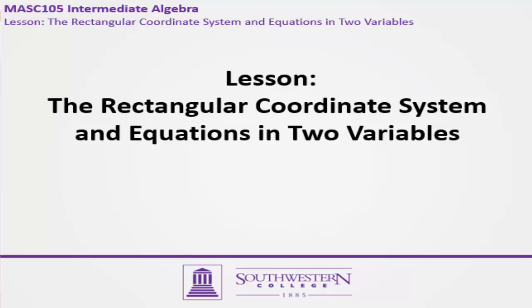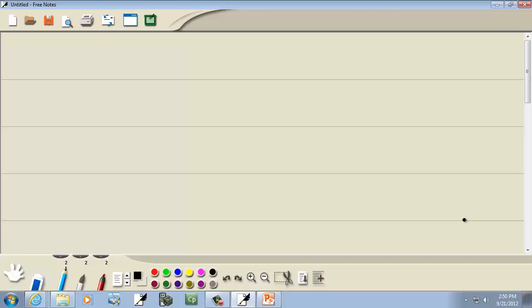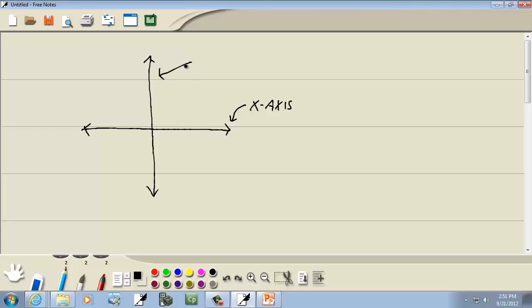Let's take a look at the rectangular coordinate system and equations in two variables. We're going to be graphing various things on something that looks like this. This is our x-axis here, and this one is our y-axis. Where they intersect, that has a special name. That's called our origin.